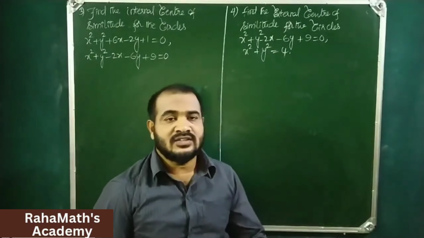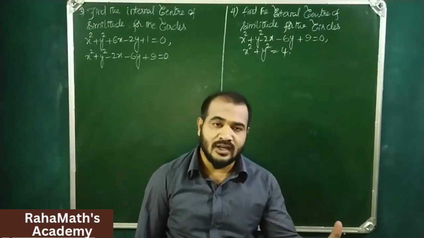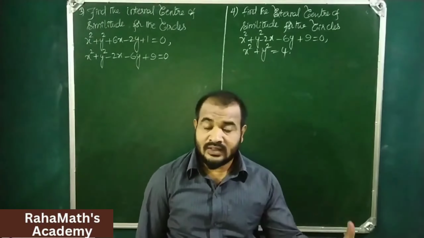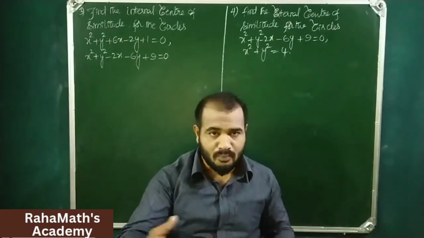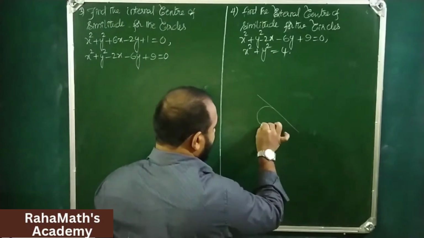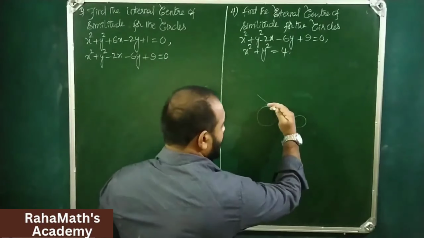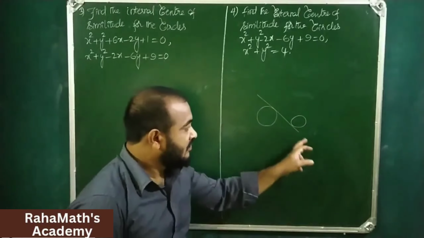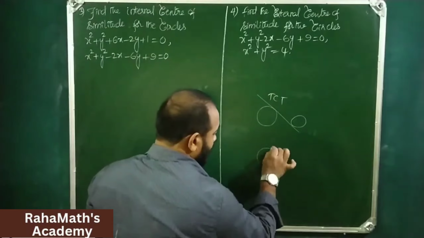The direct common tangent is the line, so if two circles lie on the same side of the line, that line is called the direct common tangent. If the two circles lie on either side, or opposite sides, for example for this line, one circle lies on one side of this line and the other circle lies on the other side of the line, then this tangent is called a transverse common tangent. And two circles are like this.